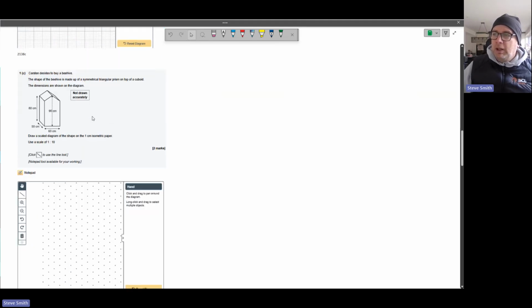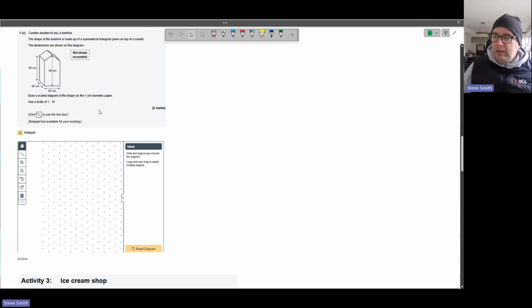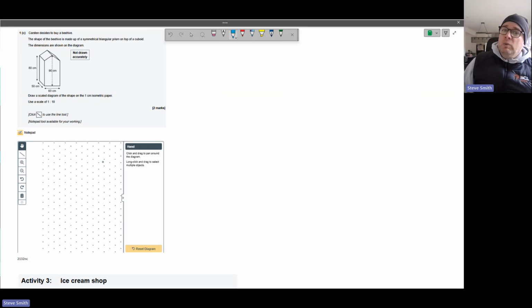This one's a little bit more complicated because I have never used 3D paper since I was at school, which is quite some time ago. So for 2 marks, we've got to draw this shape on our scale diagram, and the shape of the beehive is made up of a symmetrical triangular prism on top of a cuboid. The dimensions are shown below: 50, 60, 90, and 80. Draw a scale diagram where 1 centimeter equals 10.